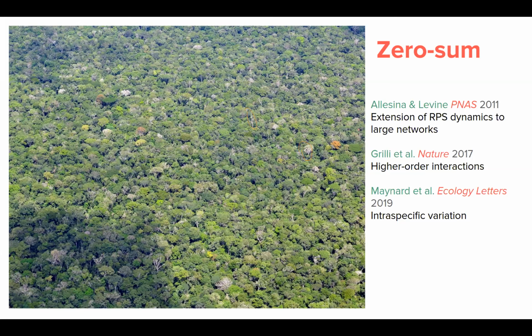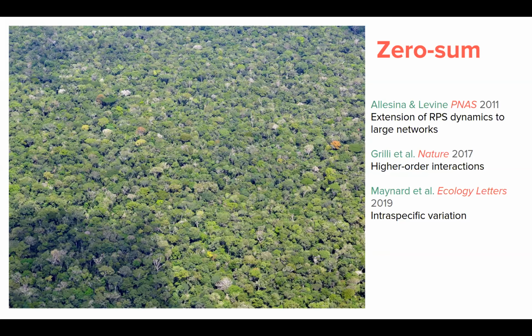And that's something I studied with Jonathan in 2011. This model is very simple, but what's nice is that it can be extended in a number of ways. For example, what if I include interactions between three different plants at a time rather than two? Or what if I include intraspecific variation, which we did with Jacopo and with Dan respectively. And what is interesting is that in both cases we find a strong stabilization. So that's just another way to think about these models, as some generic zero-sum dynamics.